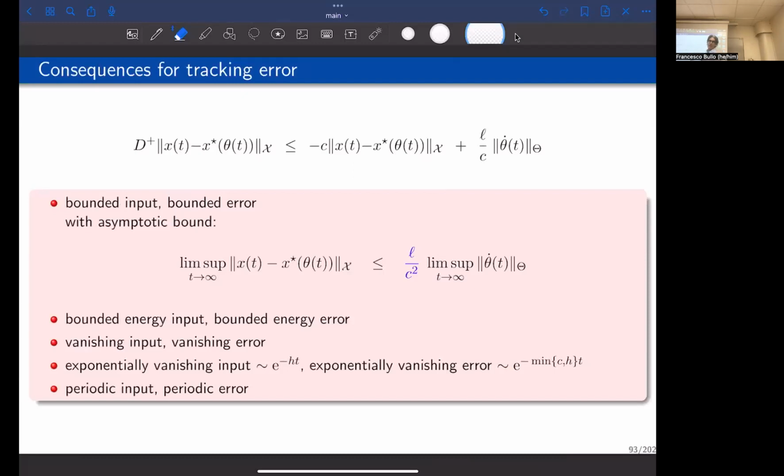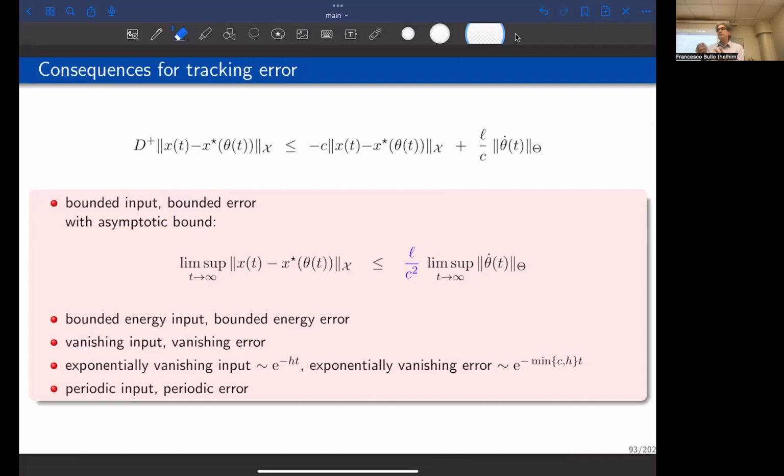Remember yesterday I mentioned there's a finite gain result. So if the parameter changes have finite bounded energy, then even the error has bounded energy. If the input vanishes, the output vanishes, because this differential inequality says that. If the speed at which the parameter changes vanishes exponentially fast with rate h, now you have a linear system which is exponentially stable with rate c, forced by a signal which is exponentially decaying with rate h. Do you remember from your controls class at what rate do you go to 0 in that case?